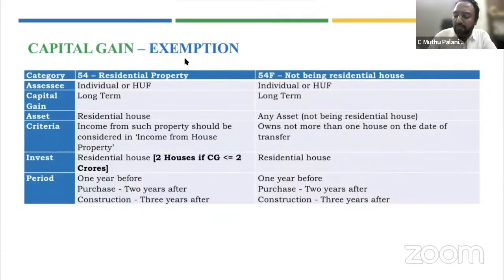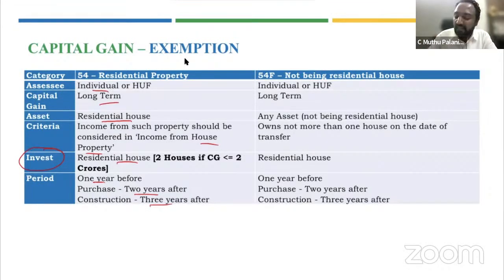For 54, an assessee must be an individual or HUF. The capital gain should be long-term capital gain. The asset that is sold should be a residential house, and such residential house should have been treated under income from house property, and he has newly invested in another residential house. So sell residential house, buy residential house. When should you buy this? 1 year before or 2 years after. In case you are constructing, 3 years after.